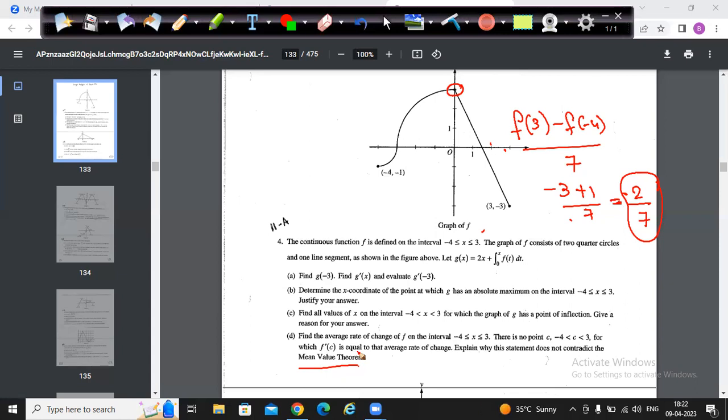So it is all related to the differential concepts we have taught: point of inflection, absolute maximum, and Mean Value Theorem.